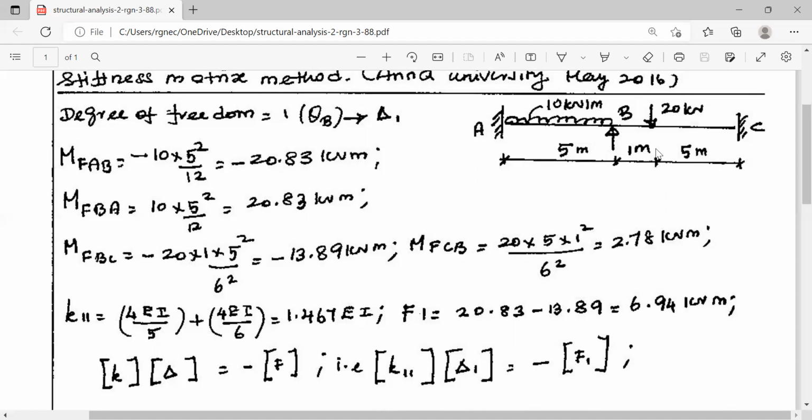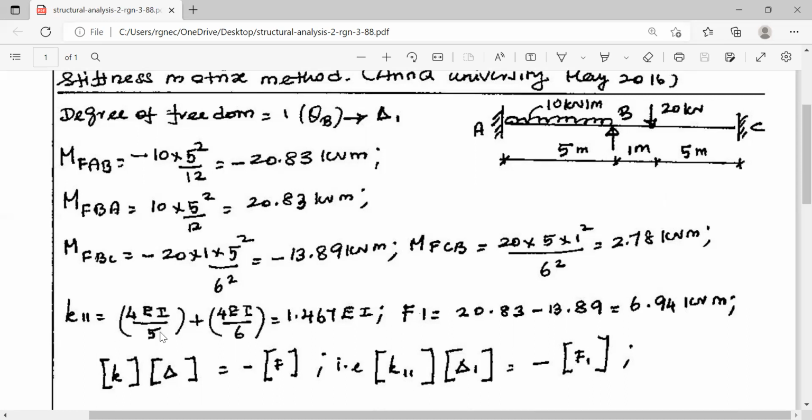Now, if you apply unit rotation at B, what is the total moment at B? If you apply unit rotation at B, that is displacement number 1, what is the total moment at 1? That is point B. K11 is equal to 4EI by 5. 4EI by L is the formula because it is the near side. You are applying the rotation at B and you are calculating the moment at B. It is the near side.